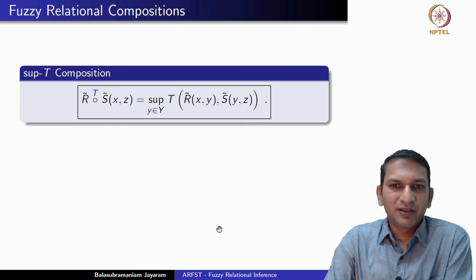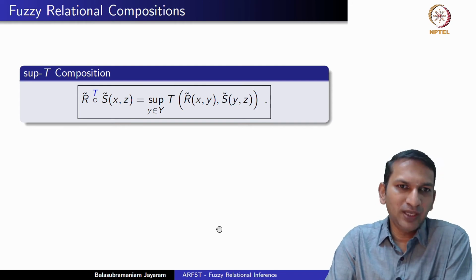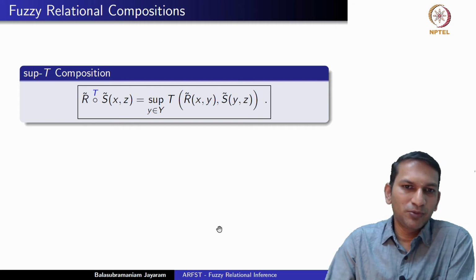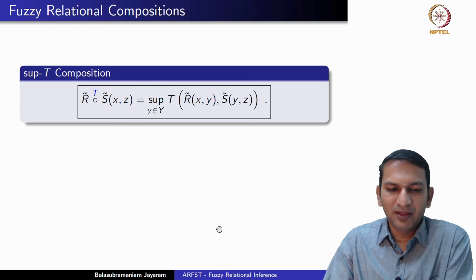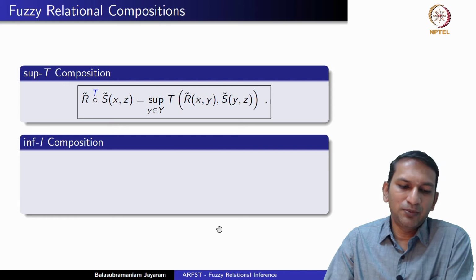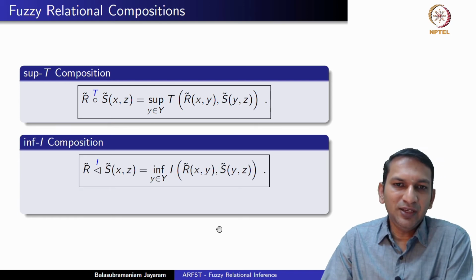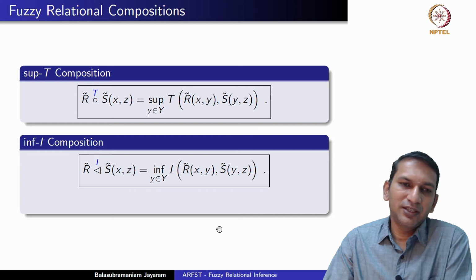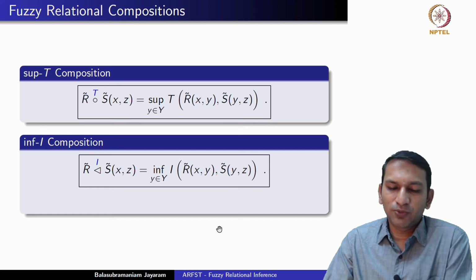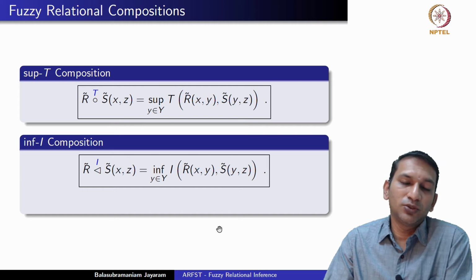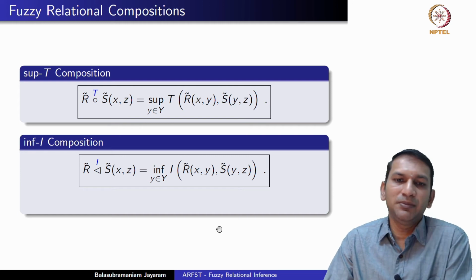We know that there are two relational compositions that we have been exposed to. The first of them is the sup-T composition, where you are taking supremum over y and you are combining those corresponding relation values using a T-norm T. The other one is the inf-I composition, where instead of a T-norm you substitute an implication, and instead of the supremum operation you are actually using the infimum operation. Clearly, if the sets y here are finite, then the supremum will become maximum and infimum will become minimum.